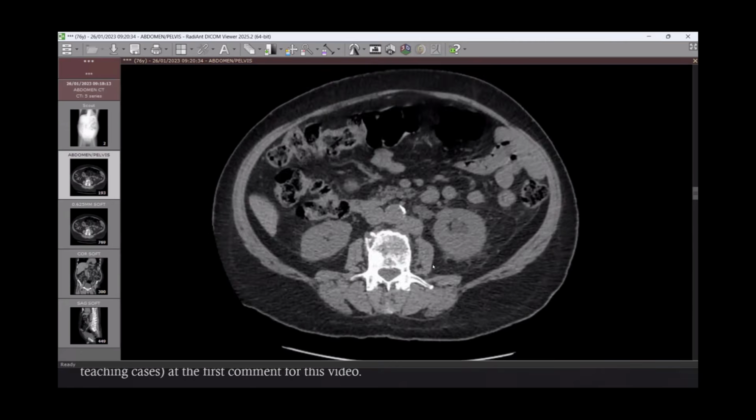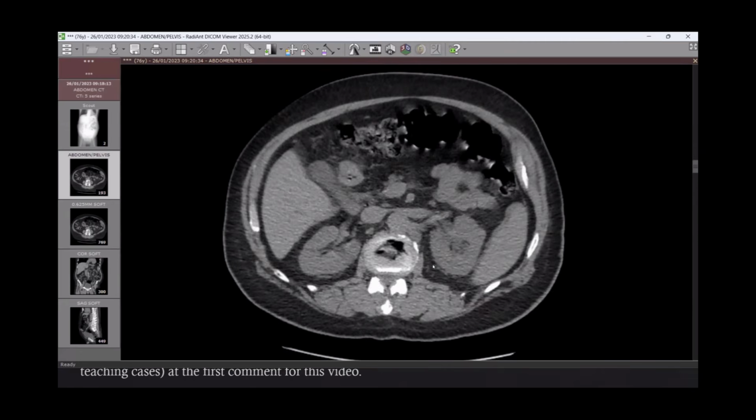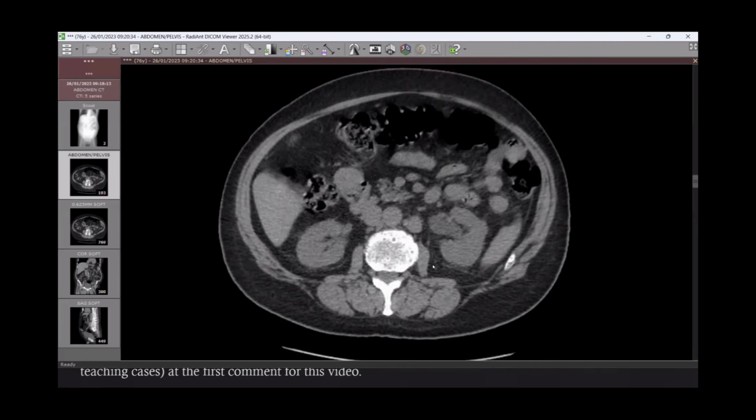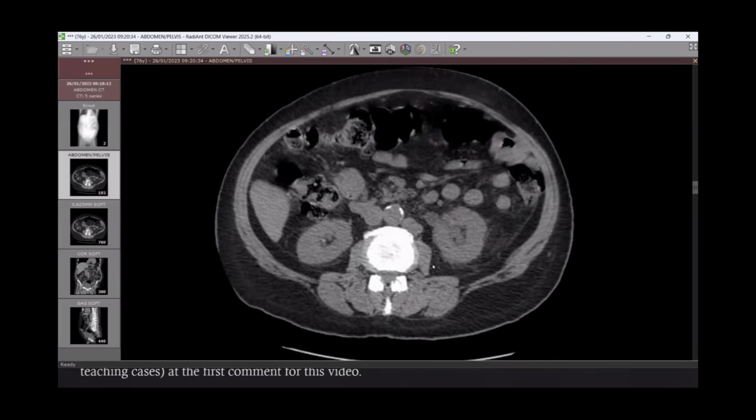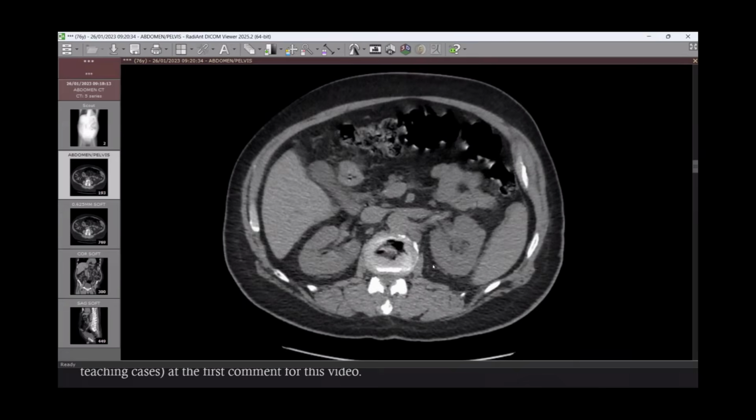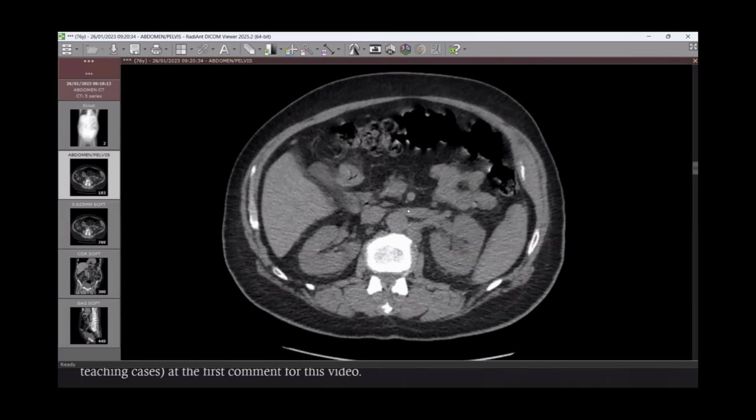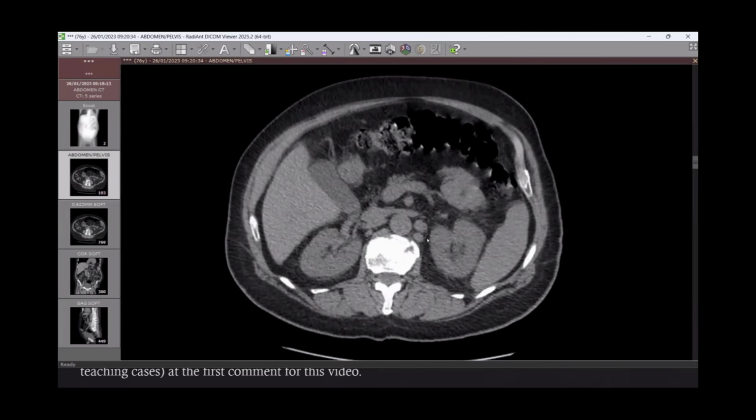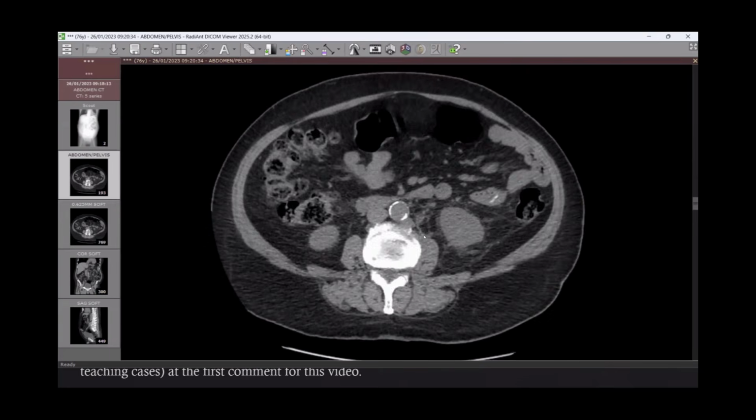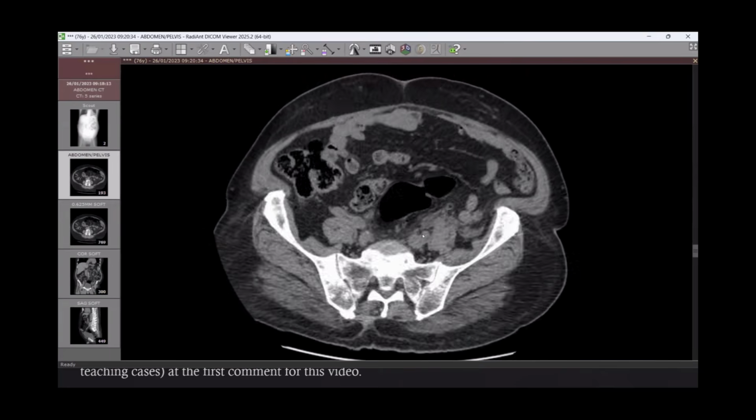What else? Another possibility could be lymphoma. Other possibilities could be any infection. Yes, very nice. We have infectious causes. We have neoplastic causes, which may be metastatic, maybe lymphoma, or metastatic from the testis. What else?